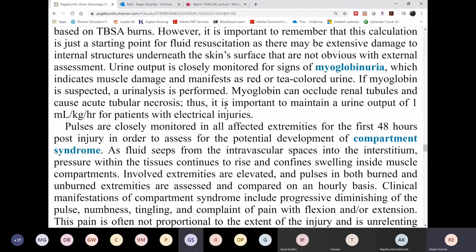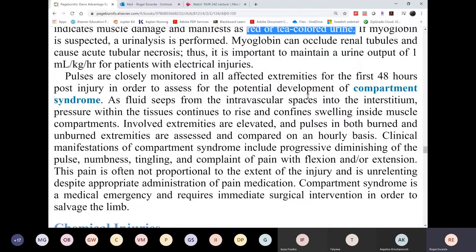So once we have muscles involved, there will be, of course, myoglobinuria, and these are large molecules secreted by injured skeletal muscles. So they will flood your bloodstream with that and then end up damaging the kidneys. Sign of that is red or tea colored urine, indicating there is clogging or some degree of bleeding inside the kidney.